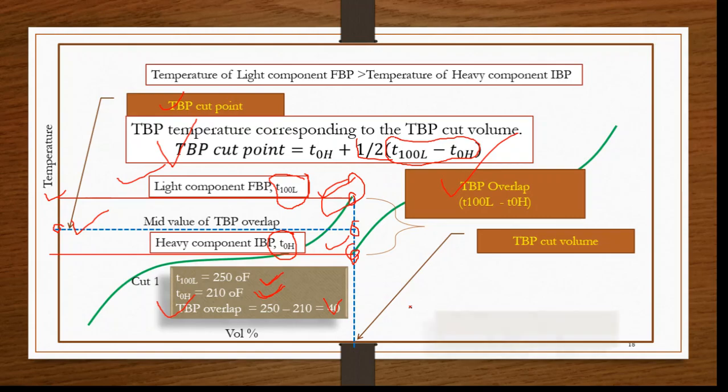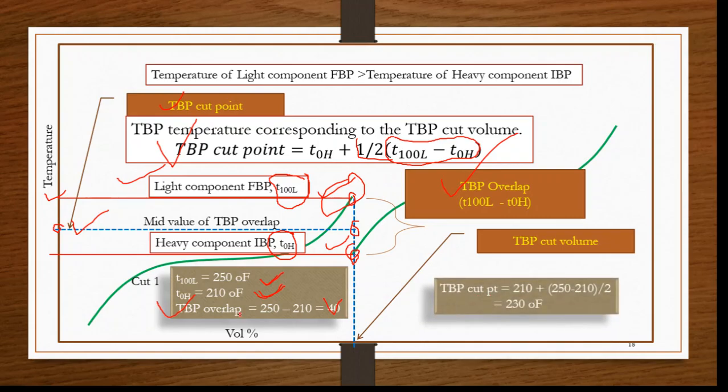Let us take the example again. The TVP cut point for the same case is 210, the initial boiling point of the heavy cut, plus the difference between temperatures, the TVP overlap, divided by 2. So 40 upon 2 is 20, plus 210 is 230 degrees Celsius. So at 230 degrees Celsius is the TVP cut point between these two fractions, and corresponding to that we can find out the TVP cut volume. So these are the very important terms.